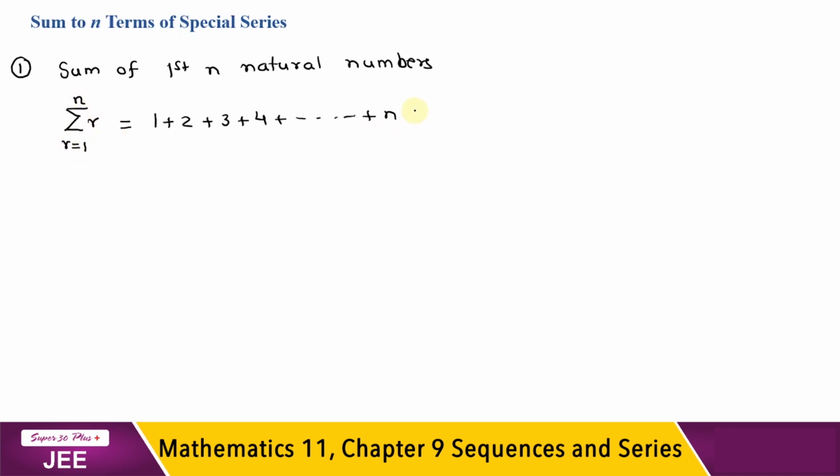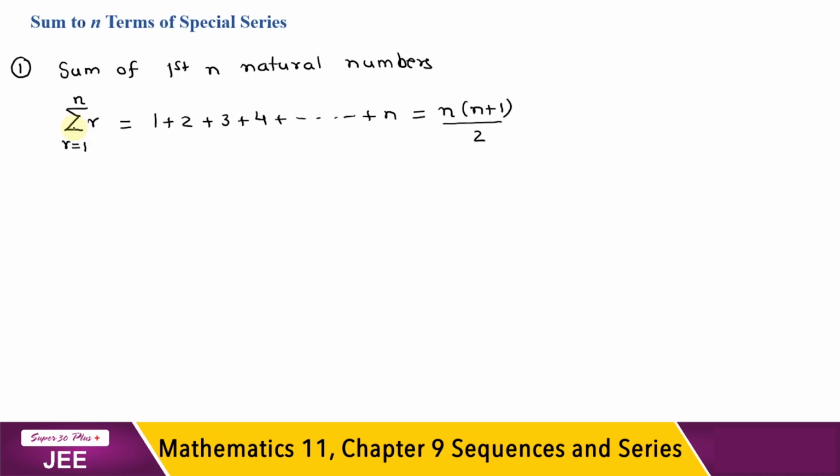The result of this series is equal to n into n plus 1 divided by 2, which means that the sum of first n natural numbers is always equal to n into n plus 1 by 2. This is the result of this sigma.